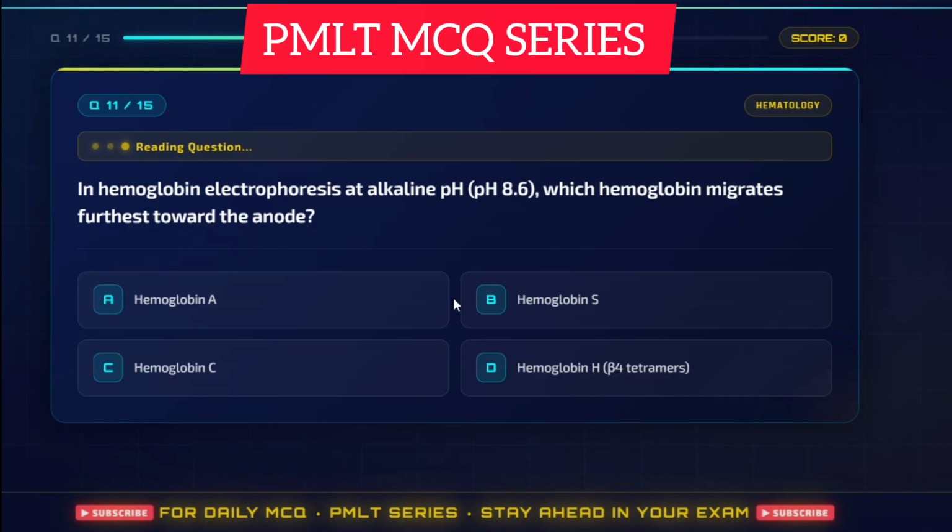In hemoglobin electrophoresis at alkaline pH, pH 8.6, which hemoglobin migrates furthest toward the anode? A. Hemoglobin A, B. Hemoglobin S, C. Hemoglobin C, D. Hemoglobin H, beta 4 tetramers.